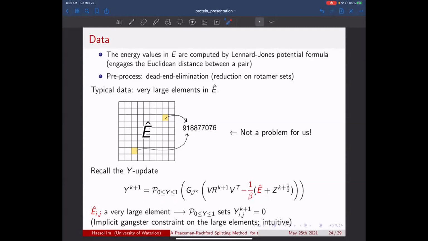Also, we can think of this as having an implicit constraint on these large elements of matrix E hat. It is also very intuitive because we are minimizing an objective value. Then what we should be doing is trying not to pick these big entries, because these are a big positive number in this data. Okay.